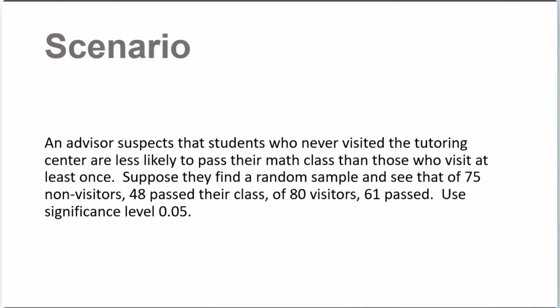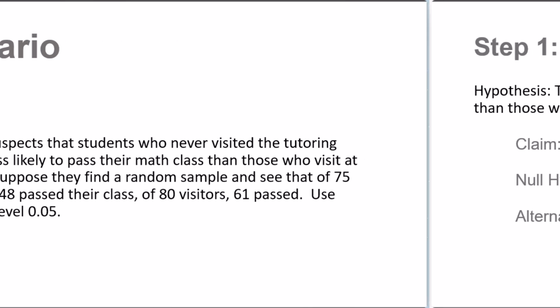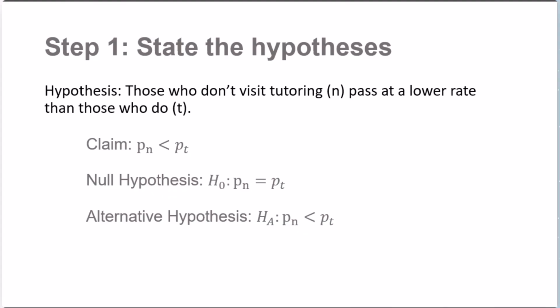So they find a random sample, and they see that of 75 non-visitors, 48 passed their class, and of 80 visitors, 61 passed. So we're going to use a significance level of 0.05 to test their claim. So step one is to state the hypotheses.